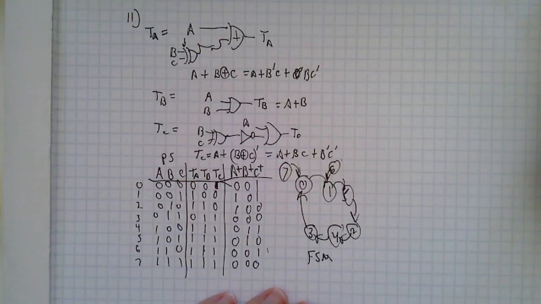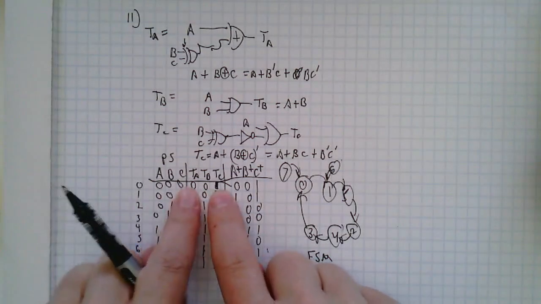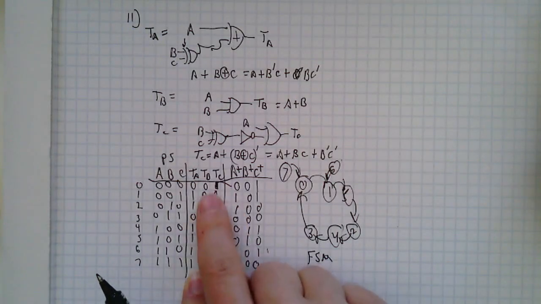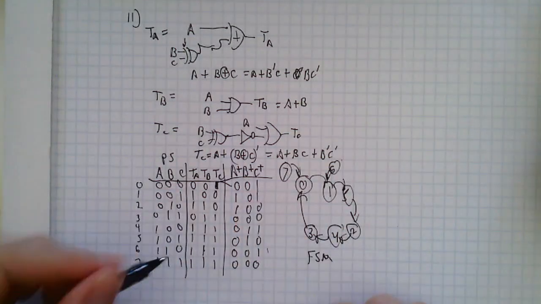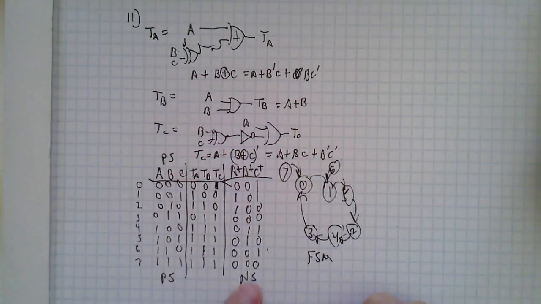So here we are, we've got the remapped excitation tables. You're with me on that one, right? Just this one? Yes. So here's the present state, this is the next state. The present state becomes the next state because of the remapped excitation table.